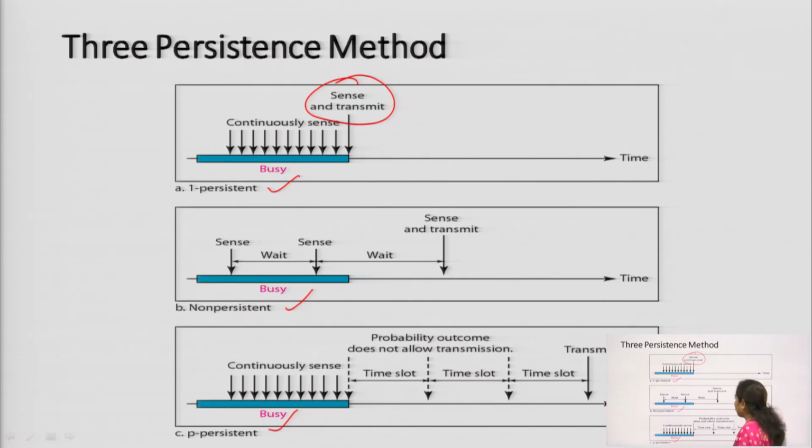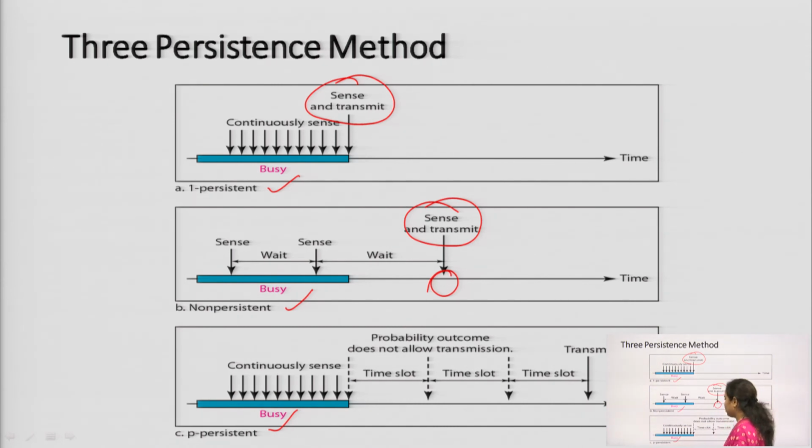In the case of the non-persistent method, when the channel is busy, it will sense, then wait for a particular point of time, then sense again, then wait again, and then sense and transmit, since the channel is free. That is non-persistent.